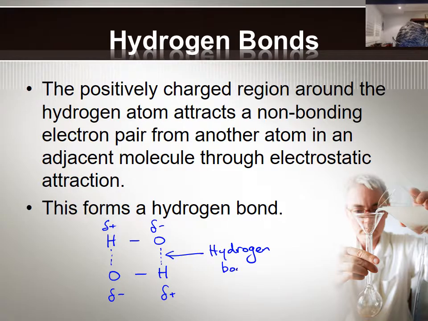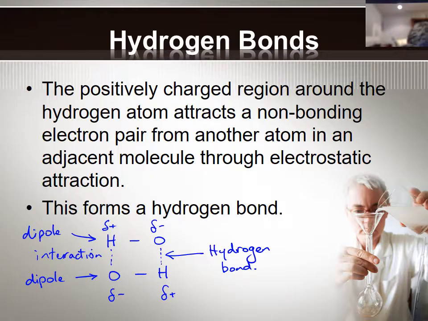Now in broad terms, it's an example of a dipole-dipole interaction because this forms a dipole here, and this forms a dipole here, and the interaction is what happens between these two. So here's one dipole, and here's another dipole. And the interactions that occur between these dipoles are called dipole-dipole interactions.